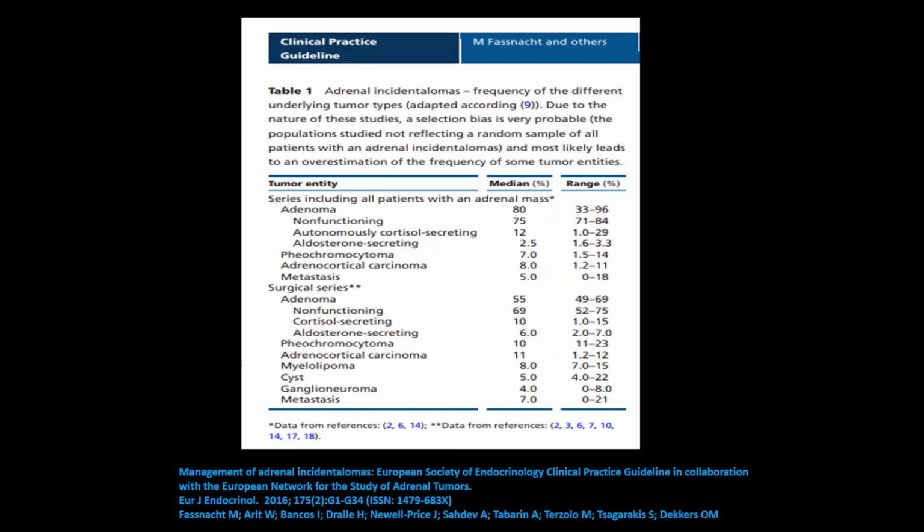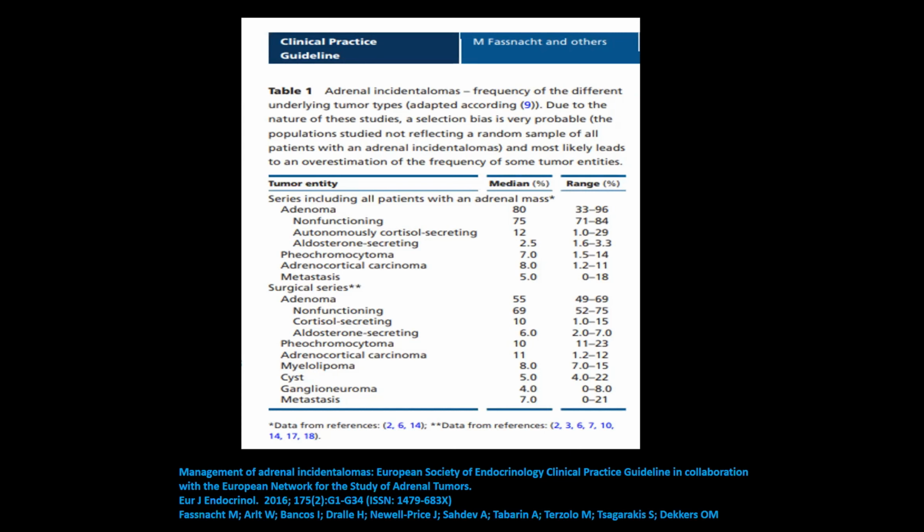If we look at the ones that are secreting, it's relatively small percentages. So about 2.5% for Conn syndrome, so aldosterone excess, maybe about 5 to 10% for pheochromocytoma. The one we really want to be cautious about is adrenocortical carcinoma.